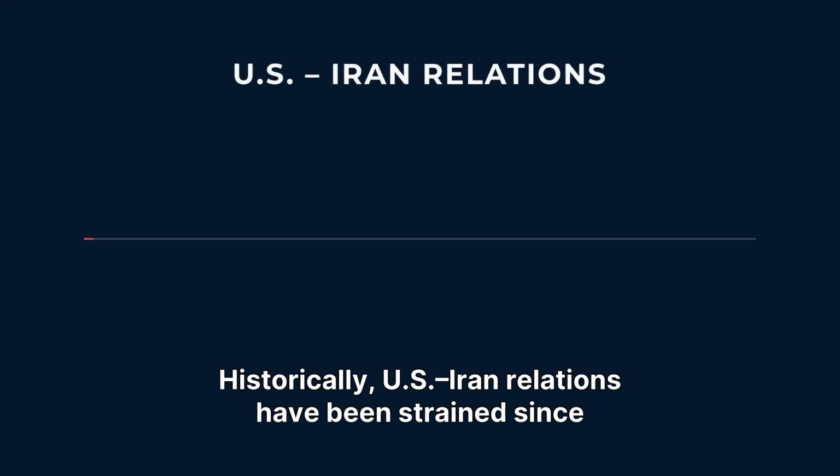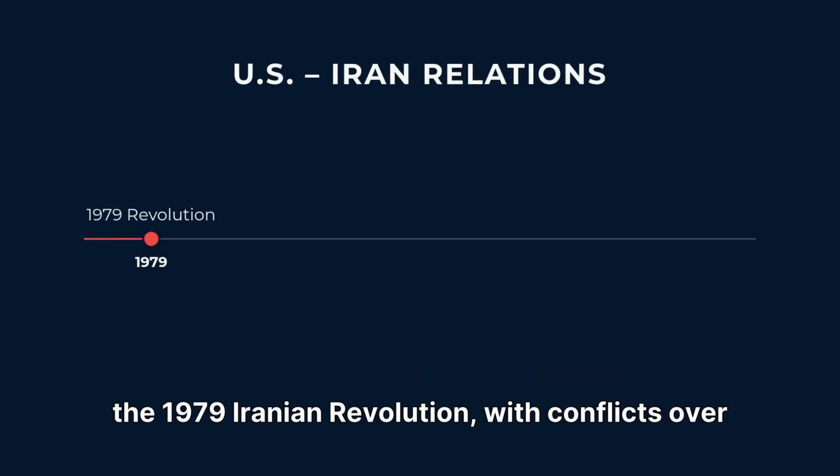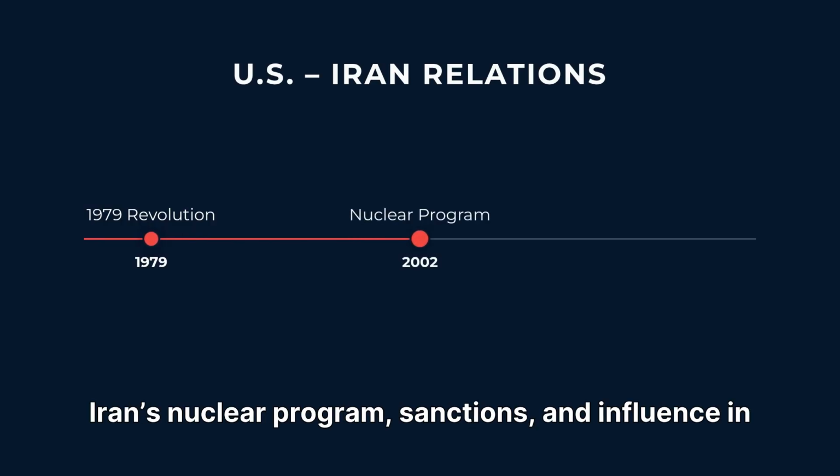Historically, U.S.-Iran relations have been strained since the 1979 Iranian Revolution, with conflicts over Iran's nuclear program, sanctions, and influence in the Middle East.